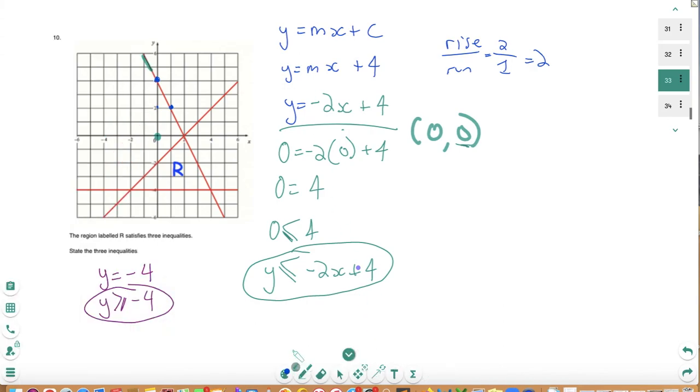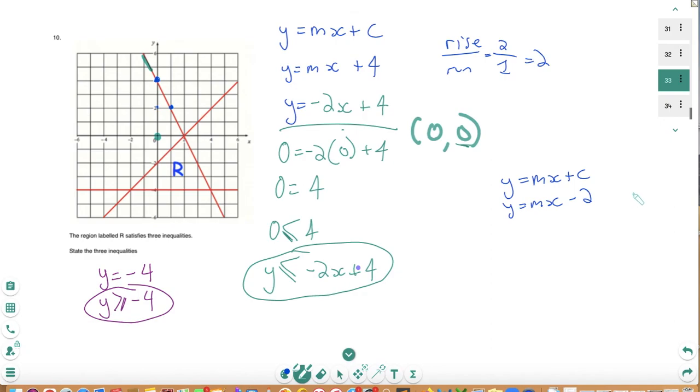Then, to do the last one, we have to do this line here. So let's find the equation. Well, it's a diagonal line, so it's going to be y equals mx plus c. C is the y-intercept. Well, this line crosses the y-axis at -2. So c is -2. So y equals mx minus 2.